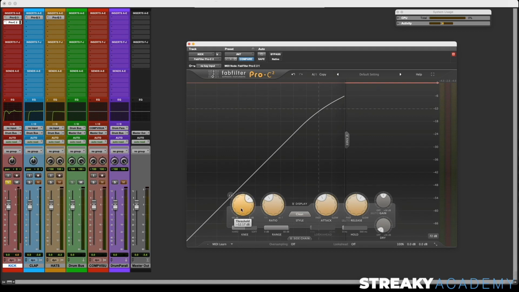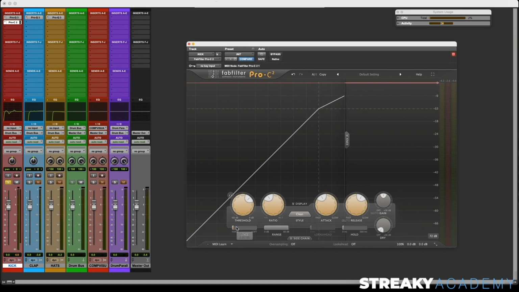Now, the ratio and the threshold on some compressors may have something called a knee control. If I move this, you will see the relationship between the threshold and ratio changes. Hard knee means that as soon as the threshold is breached, the ratio will come into play and gain reduction will happen. But it will not happen until it has been breached. If I make this more of a softer knee, you can see that the curve softens out, giving us a smoother journey into our desired ratio setting.